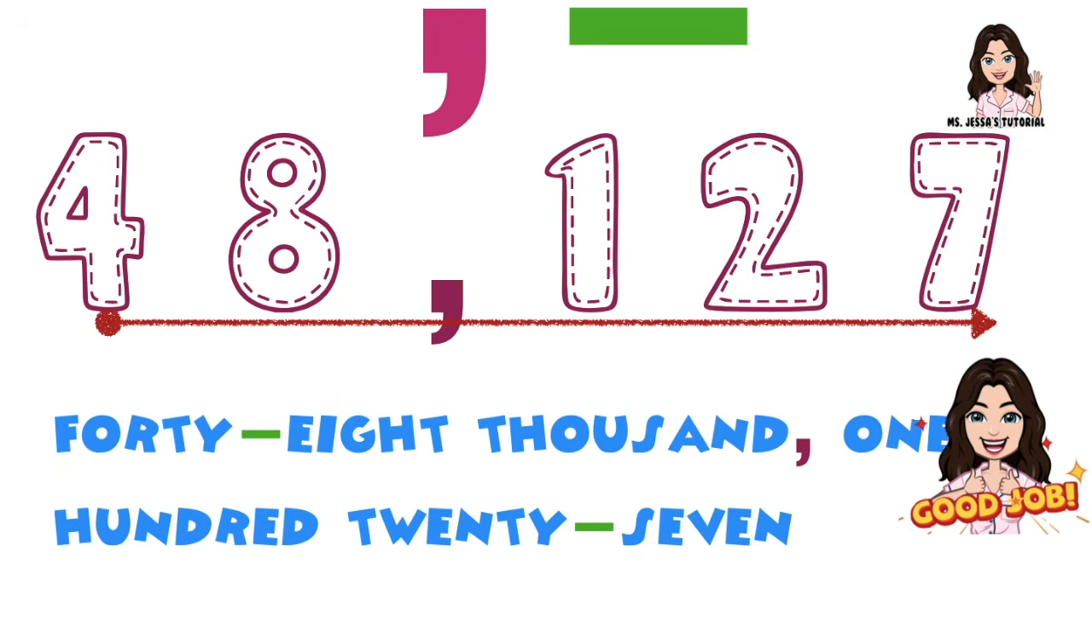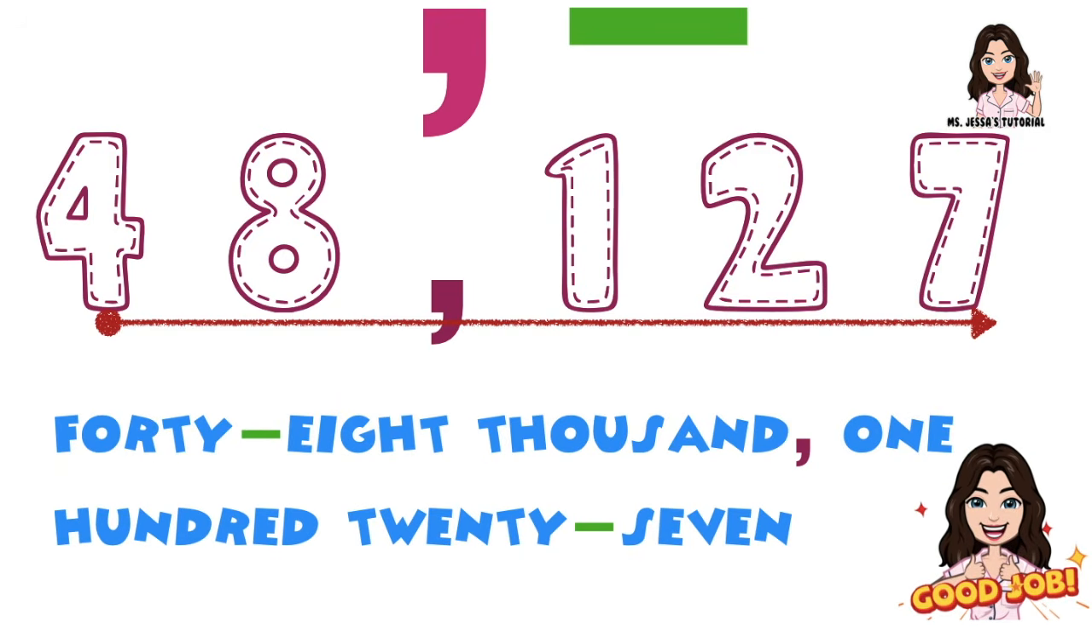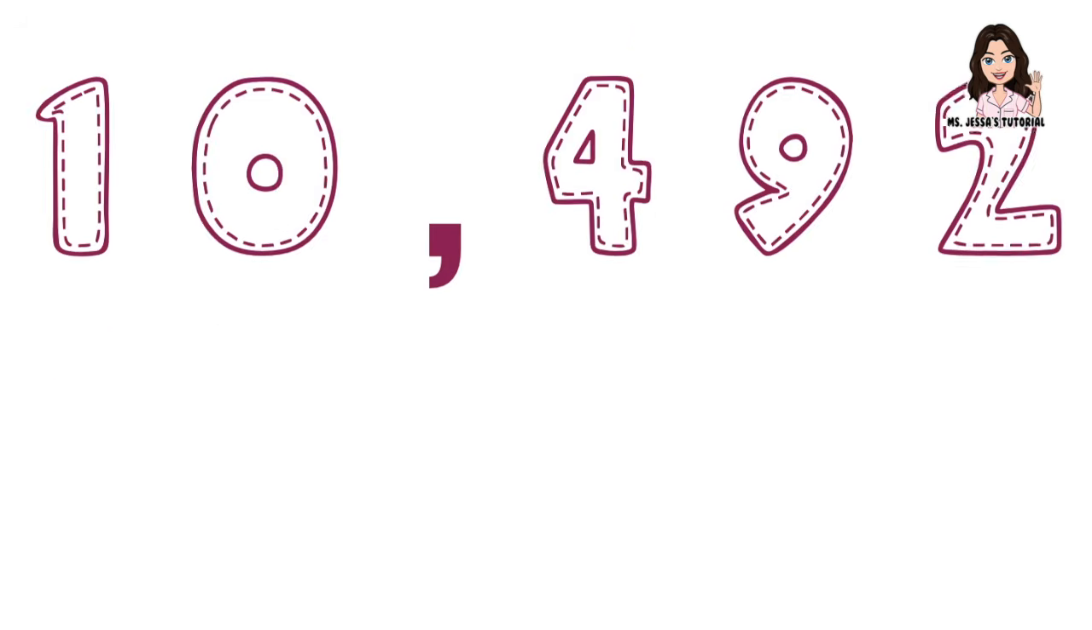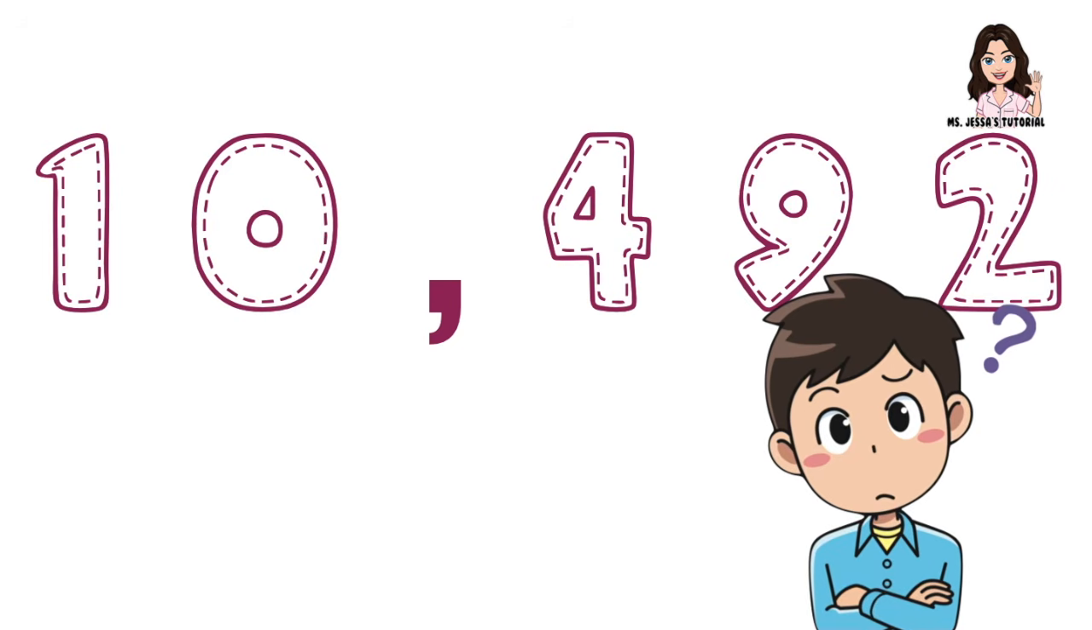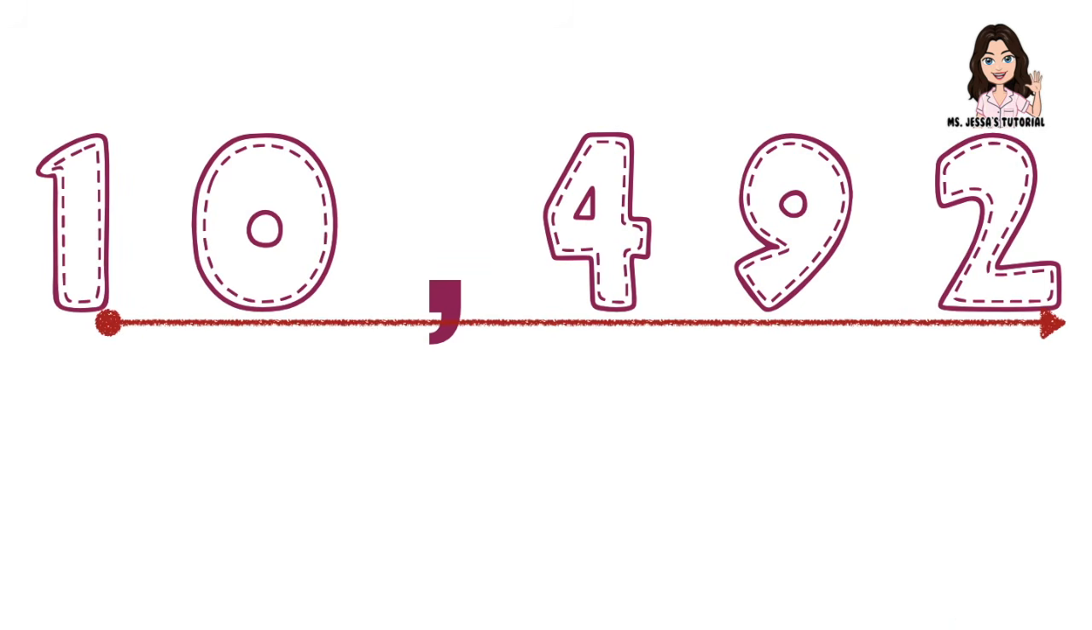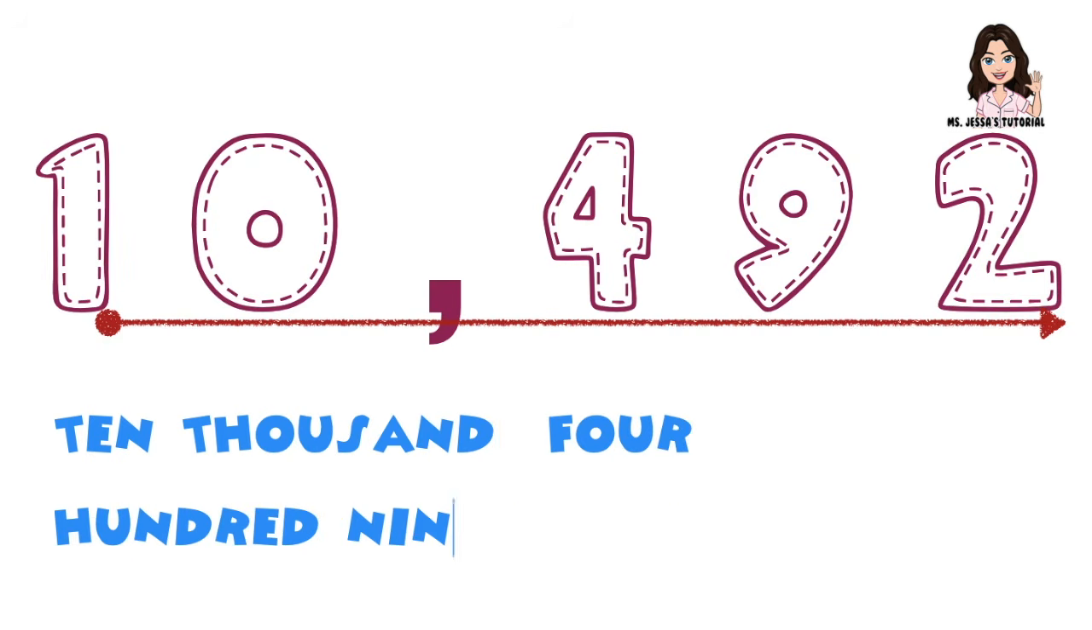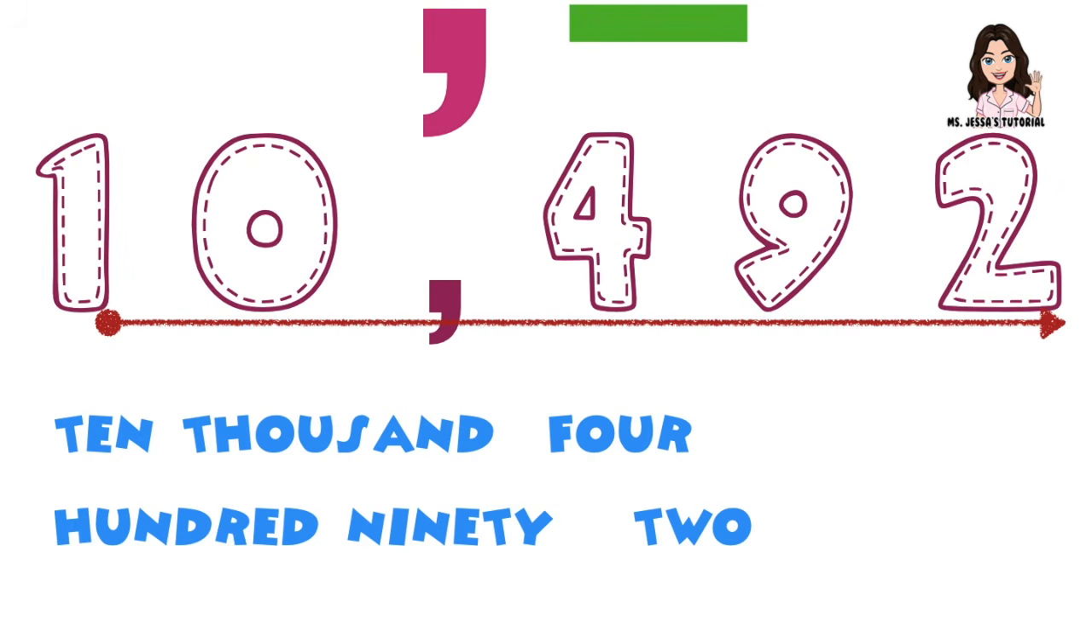Again, children, read the number. 48,127. Let's proceed to the next one. How do you read this? Again, in reading numbers, you're going to start from left to right. Children, read the number louder. 10,492. So now, let's apply the use of comma and hyphen.